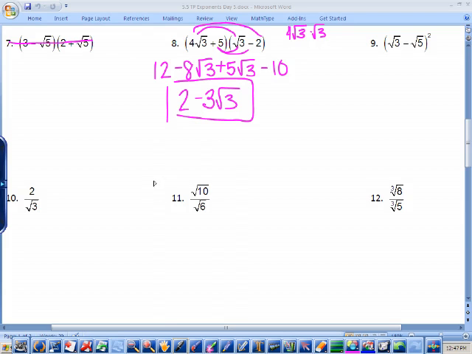All right, look at 9. Root 3 minus root 5, the quantity squared. What do you have to do in this situation? You have to multiply that by itself. Rewrite it so that you can double distribute. All right, so will you please go ahead and multiply that out?